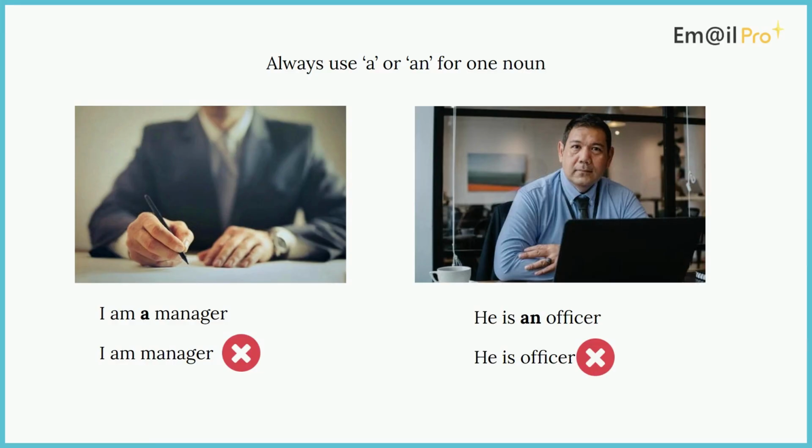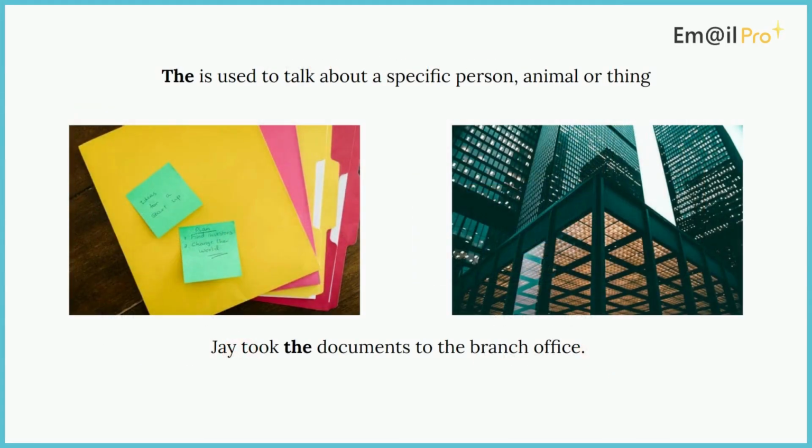Always use a or an for one noun. For example, I am a manager or he is an officer. I am manager or he is officer is incorrect. The is used to talk about a specific person, animal or thing. For example, Jay took the documents to the branch office.